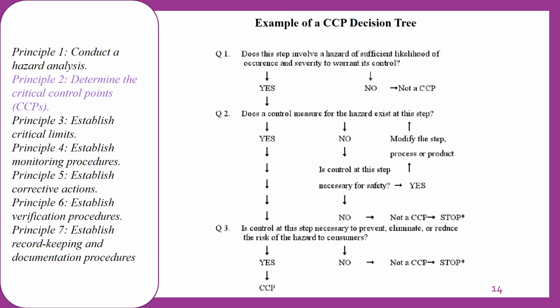However, we are returning to our original question again. Does a control measure for the hazard exist at this step? If the answer to this question is yes, then we move on to another question. Is control at this step necessary to prevent, eliminate, or reduce the risk of the hazard to the consumers? If the answer is yes, then it is definitely a CCP. If the answer is no, it is not a CCP, and we need to stop at this stage.